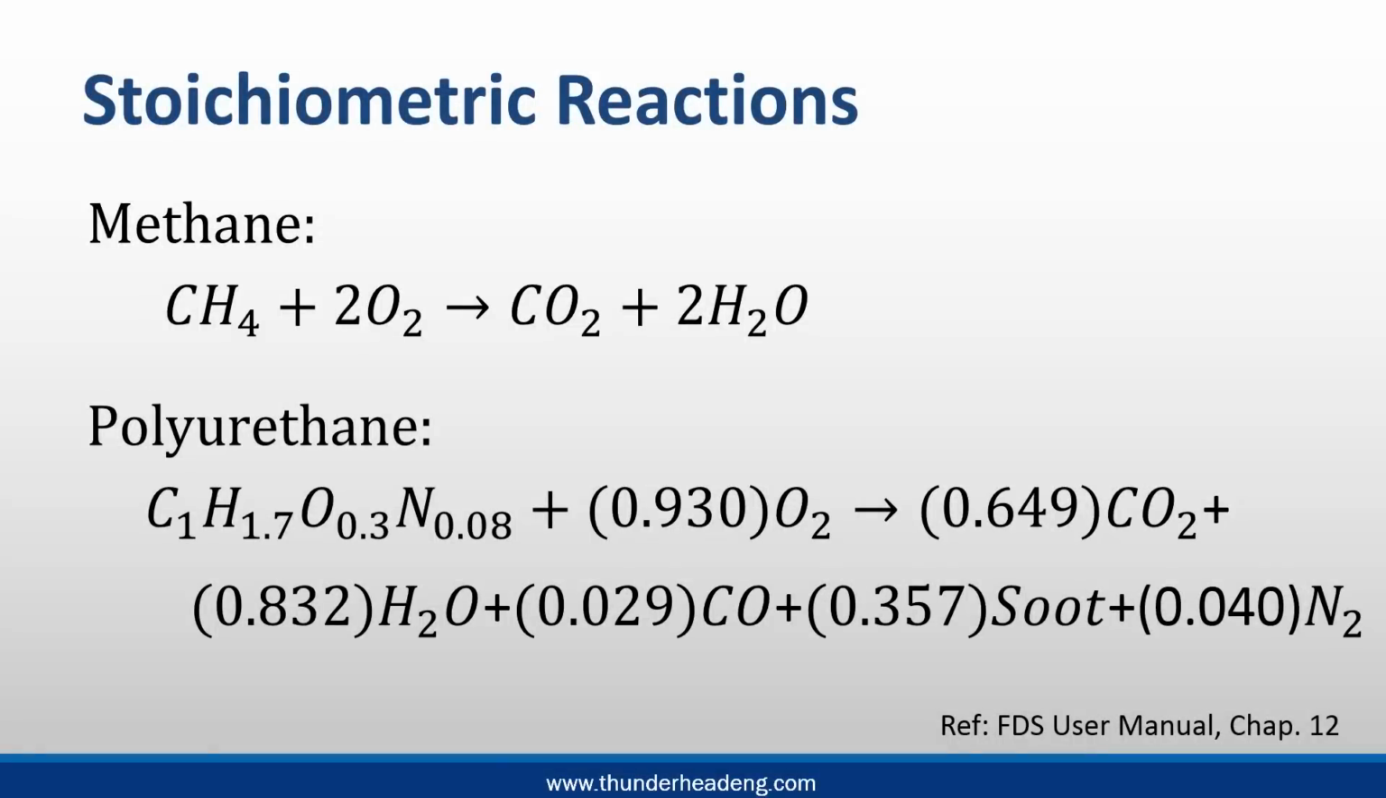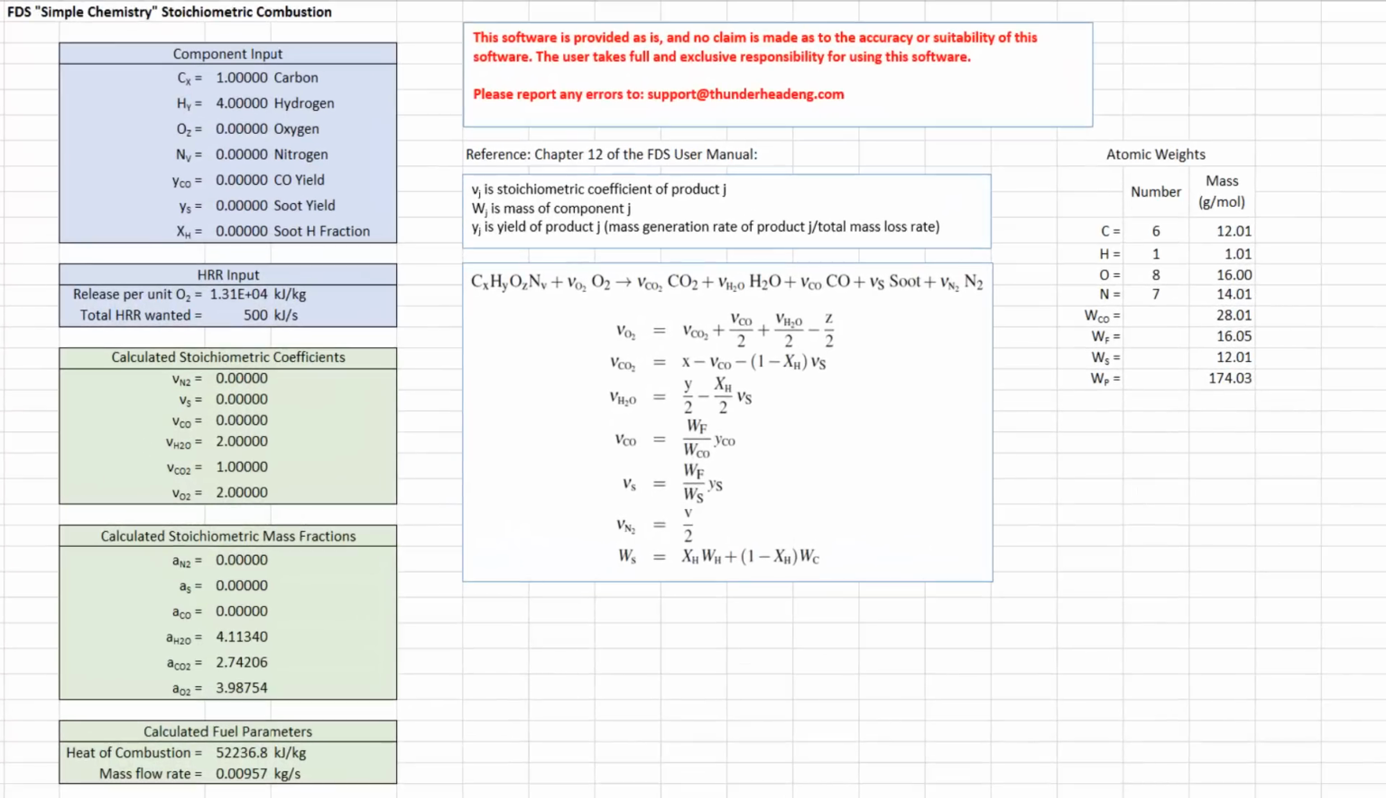Here are the detailed equations for a clean methane fire and for a more complex and sooty polyurethane fire. We can perform the stoichiometric calculations in a spreadsheet. For methane, I input the carbon, 1, and hydrogen, 4, content of the fuel. The heat of combustion will be based on the energy per unit mass of oxygen that is reacted.